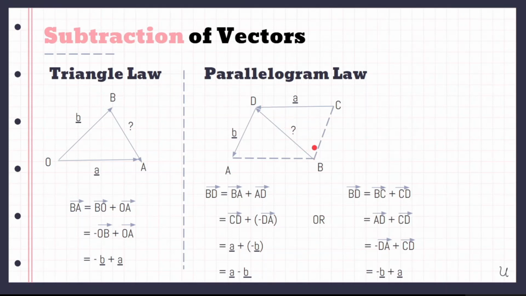BD can also be expressed as BC plus CD. Note that BC and AD are parallel to each other and in the same direction, hence they are equal, and we can express this as AD plus CD. Note that we only know that BA is equal to b, so now we need to put a negative sign for it, so it's negative BA plus CD, and we will get negative b plus a.